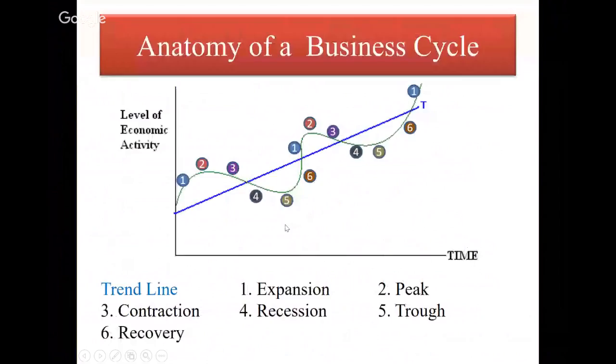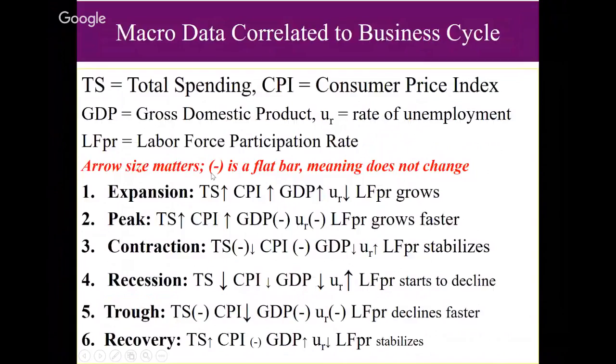Now, growth can happen for a while, but sooner or later the economy maxes out, and that's where we reach what we call the peak of the business cycle. What's interesting about the peak is that both gross domestic product, which is our measure of production in the economy for this context, stops increasing. That's what flat bar means, stops changing. Okay, and unemployment stops decreasing.